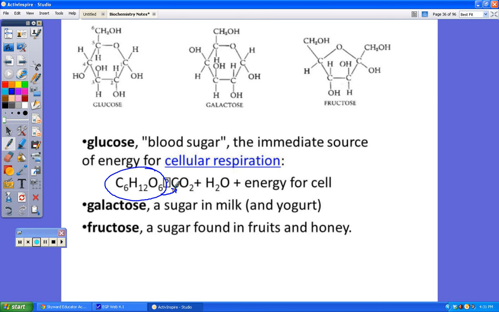And if you remember our discussion from before, when glucose gets broken down, it changes into CO2 and water. Those are both things that we need to get rid of. So for example, CO2, we exhale our breath. Water, we go to the bathroom. So that's how glucose is used in our blood. In our blood sugar, it's used in all of our cells. Galactose is a sugar found in milk. Fructose is a sugar found in fruits and honey.